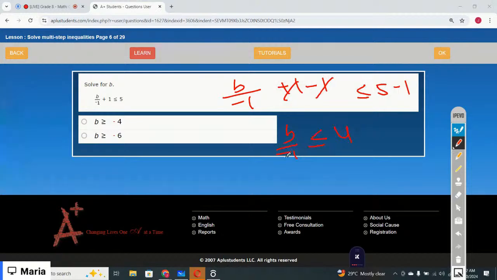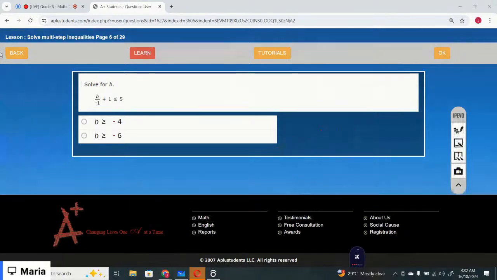So multiply by negative 1 on both sides. That would be b is greater than or equal to negative 4. Option number 1 is the correct option. Got it? Okay, you can complete the lesson by yourself later today. Let me just move on to the next lesson.